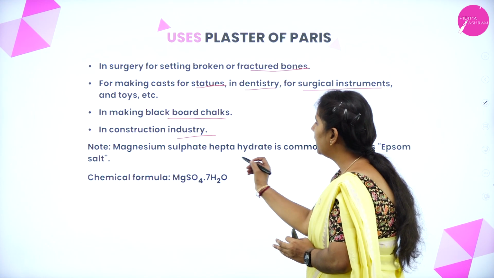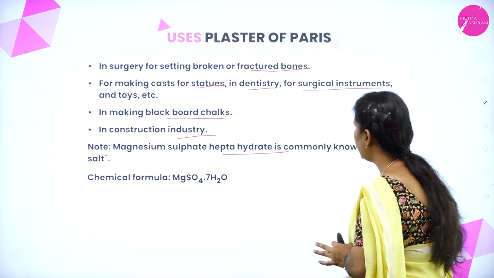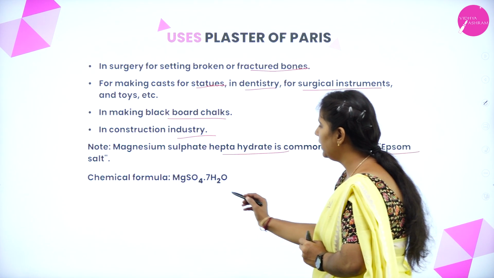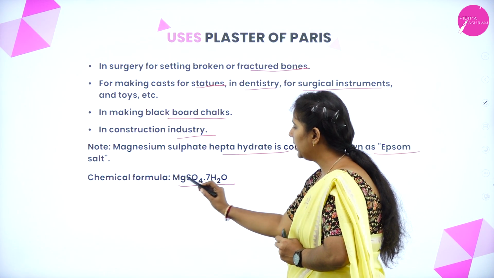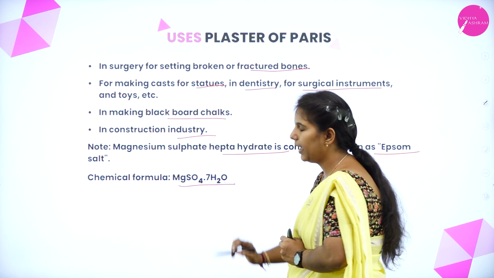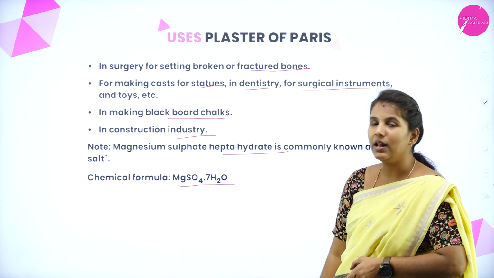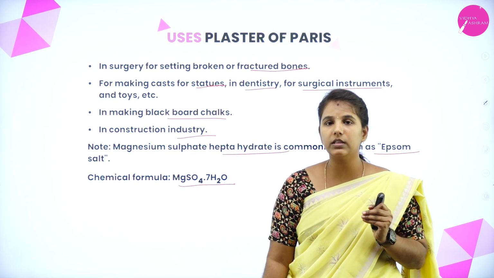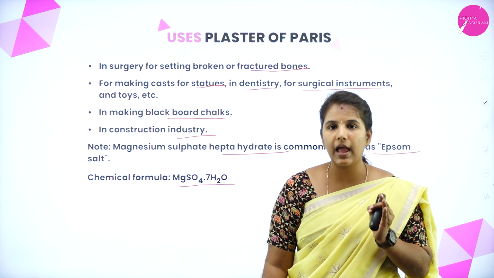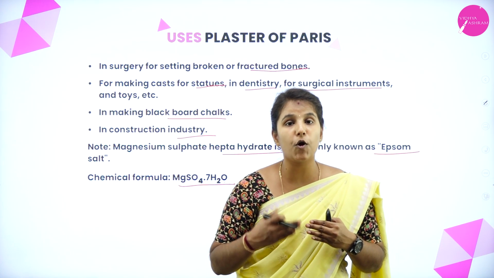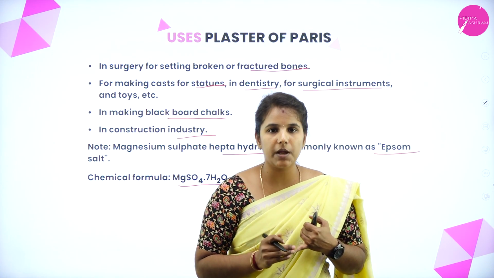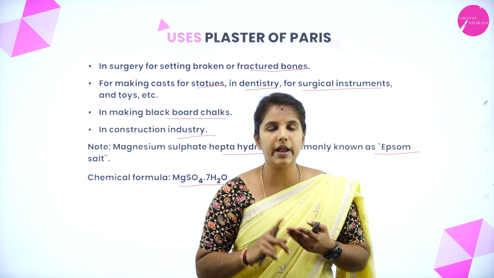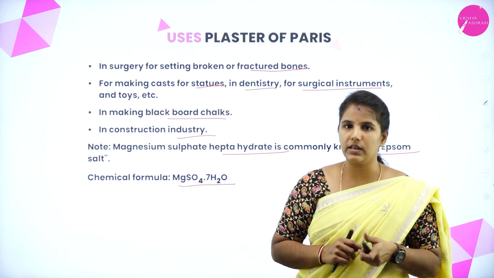Magnesium sulfate heptahydrate is commonly known as Epsom salt, and it will be represented like this. Magnesium sulfate heptahydrate, which is also known as what? Epsom salt. This is how we can easily remember the 4 important calcium salts, or the 4 important compounds of calcium: quicklime, slaked lime, calcium carbonate, and plaster of Paris.